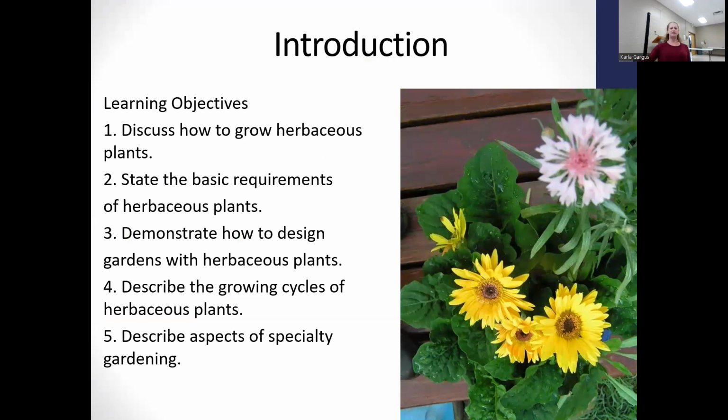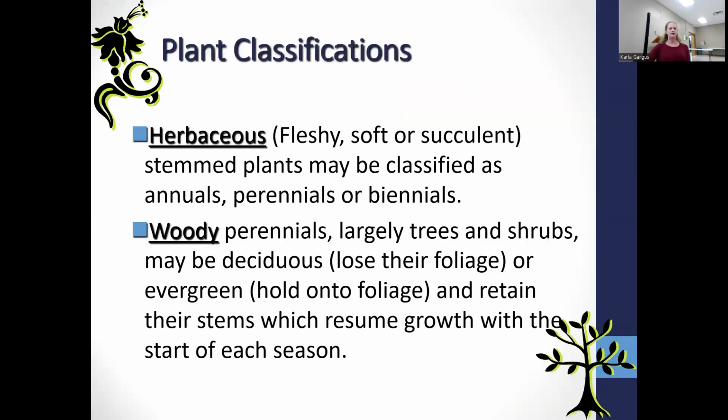So basically what we're going to go over tonight is how to grow herbaceous plants. We're going to talk about the basic requirements of growing those herbaceous plants, demonstrate how to design gardens, describe the growing cycles, and look at some aspects of specialty or theme gardens that you could incorporate.